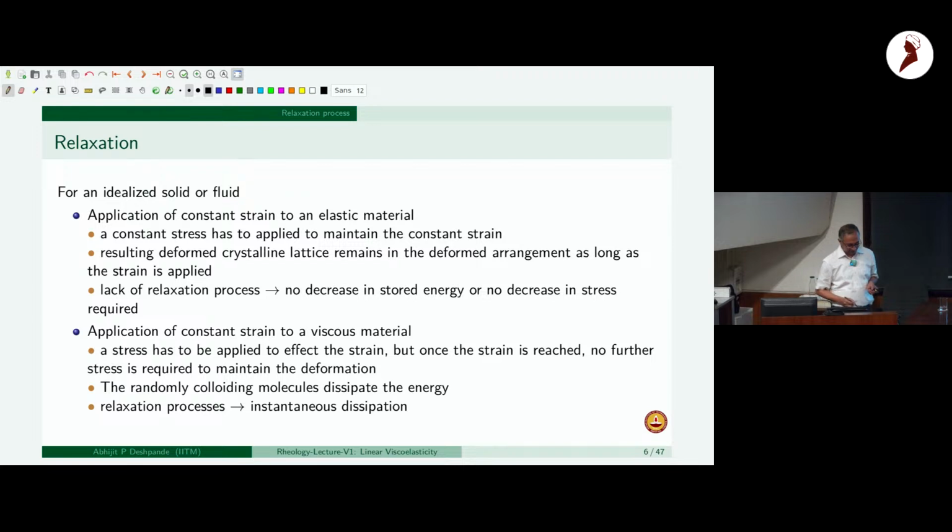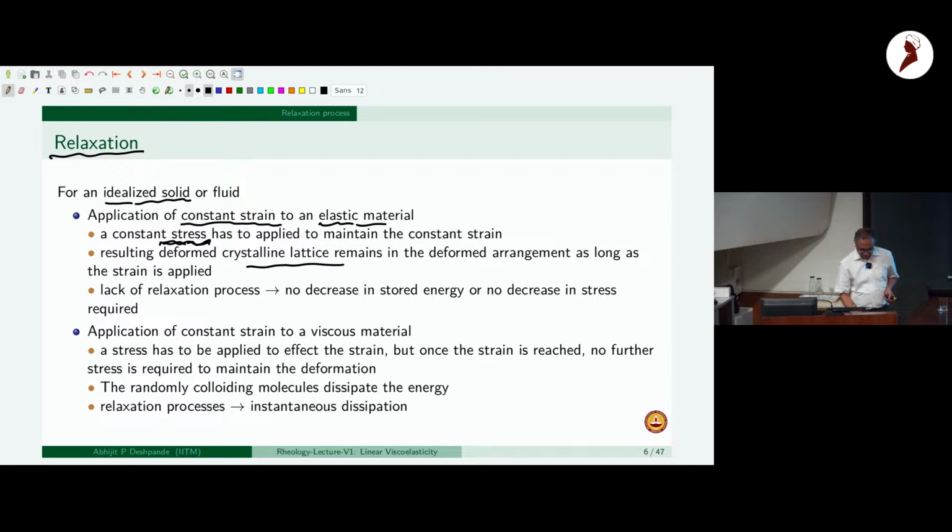The mechanical relaxation, as an idea, is based on the application of a constant strain. For an idealized solid, which is basically an elastic material, if I apply a constant strain, I have to apply a constant stress to keep the deformation constant. Since I apply a constant strain, I will have to apply a force which relates to a constant stress.